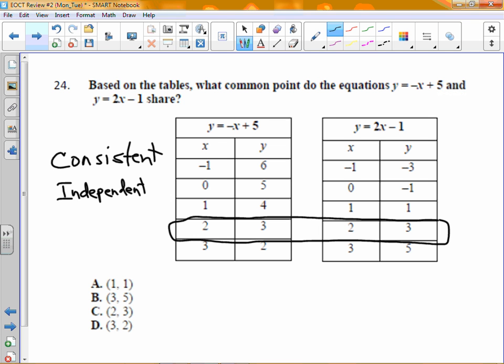The same skill is necessary to identify systems. But you have to know what it is that makes each one of those things what they are. A consistent and independent system has one solution. A consistent and dependent system, they're right on top of each other and they have infinitely many solutions, which brings us to parallel lines, which have how many solutions? None. So it's inconsistent.